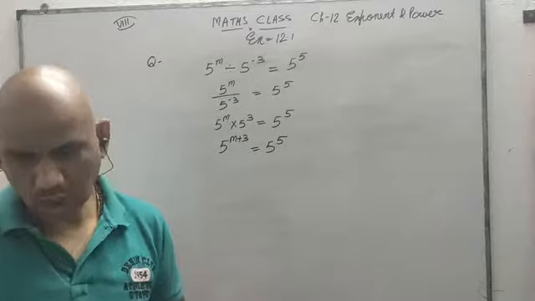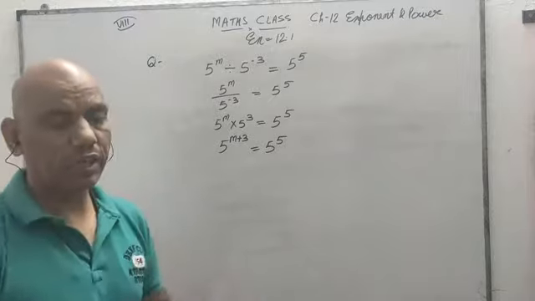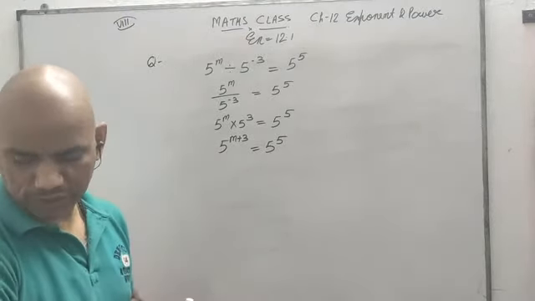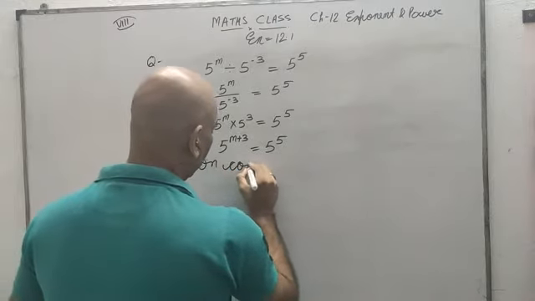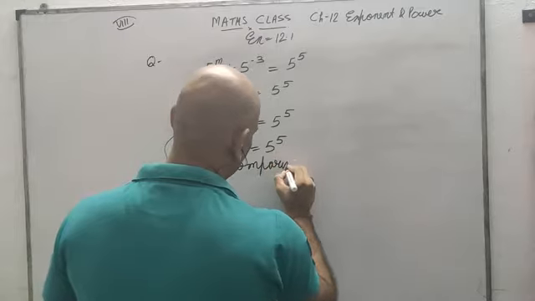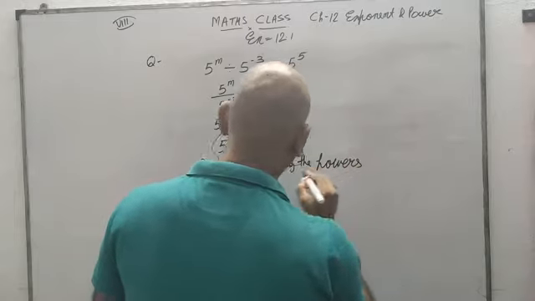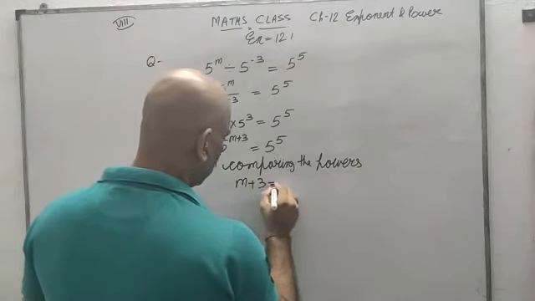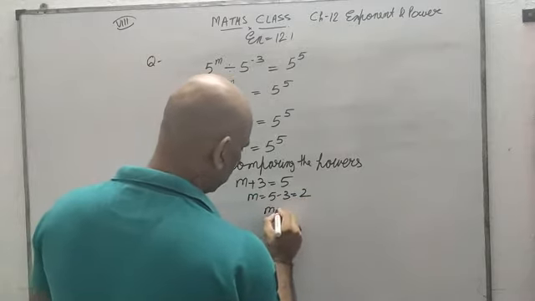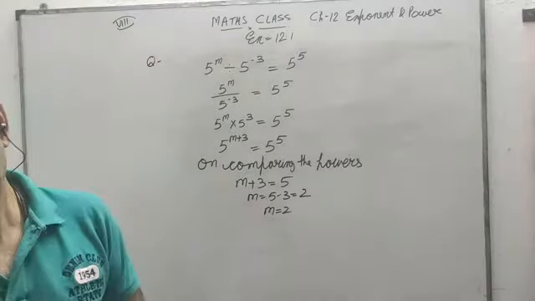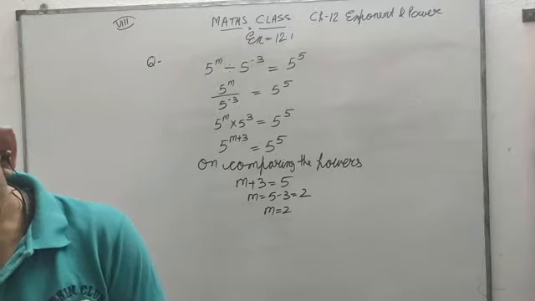Now what I can do is compare the powers, because the bases are the same. Unless the bases are the same, we cannot compare the powers. But since the bases are the same, we can compare the powers. So on comparing the powers, what did I get? m plus 3 is equal to 5. It is a simple equation which you can solve very easily. So I got m as 2. So this was our question number 5. Let us see question number 6 now.